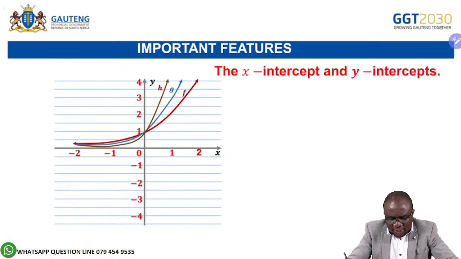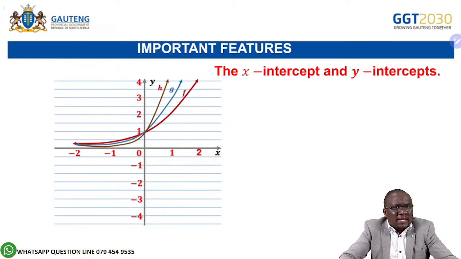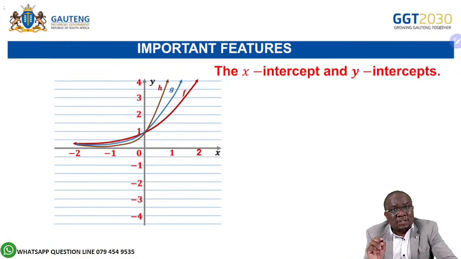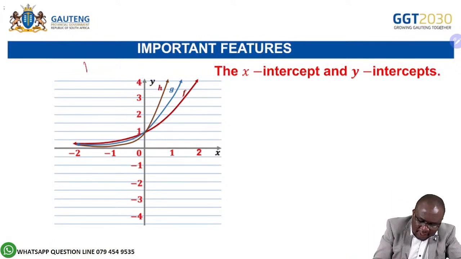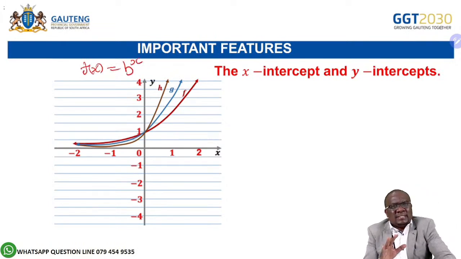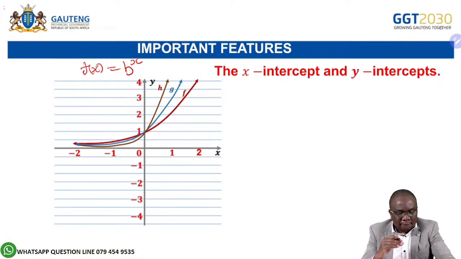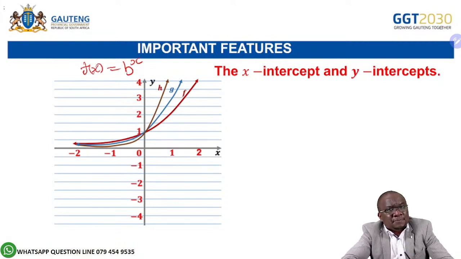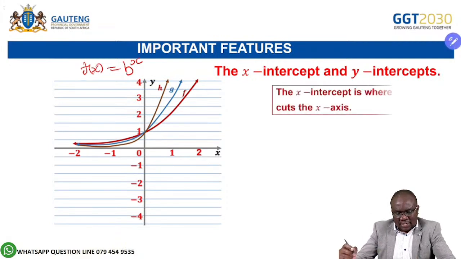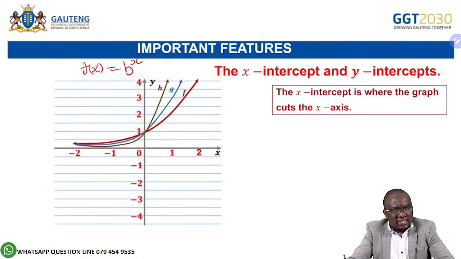Now, what about the x-intercept and the y-intercept? Let's start with the x-intercept. Remember the graph that we're looking at is of the form f of x is equal to b to the power x. Just that. We haven't done the vertical shift now. Now, do we have any x-intercepts? Is there any way where the graph cuts the x-axis? No way. There are no x-intercepts. So the graph does not cut the x-axis.